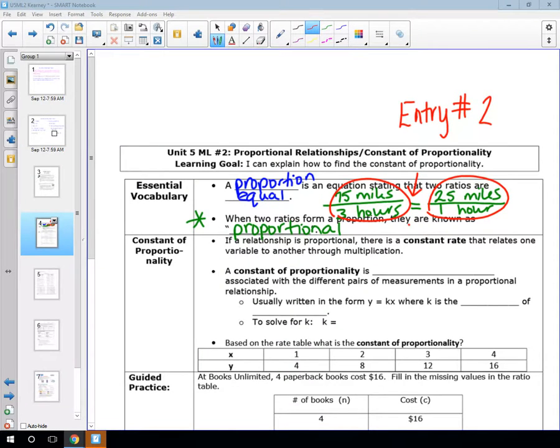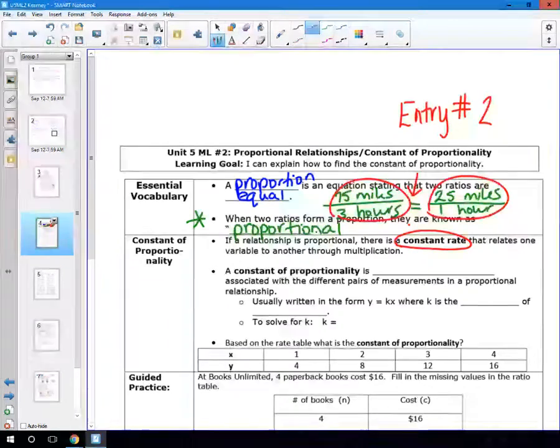So let's talk about how to find this constant rate of change. Constant rate. So at what rate is it changing? For example, the example above, we're changing at a rate of 25 miles per hour. So every hour we're going 25 miles further. That's my constant rate of change.